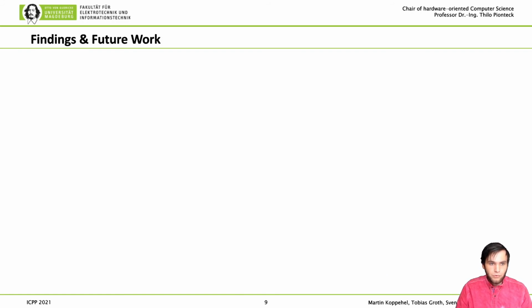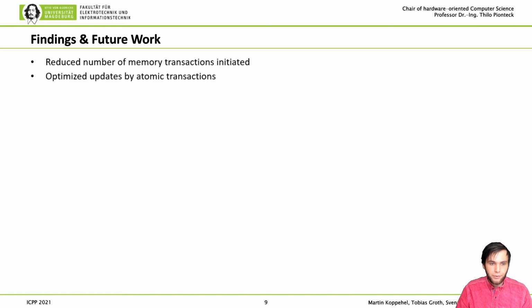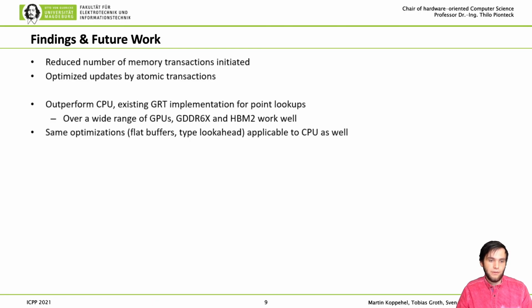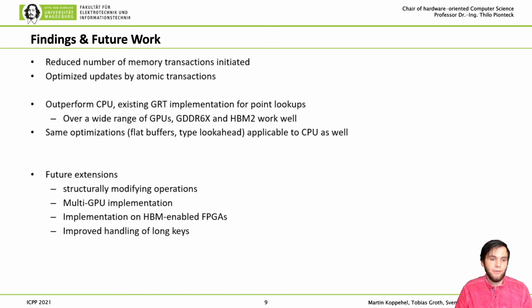So to wrap up, what did we find? We reduced the number of memory transactions we initiate. We optimized the updates by using atomic transactions. We outperformed both the CPU and the existing GPU implementations over a wide range of GPUs and CPUs. And we found that GDDR6X and HBM2 work best for this. We've also found that the same optimizations are applicable to CPU implementation as well.